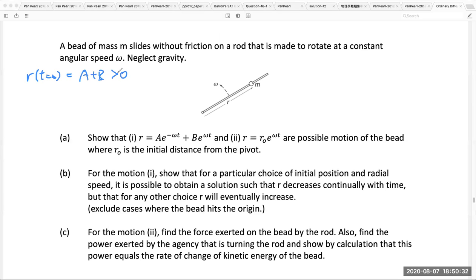And then the second condition, r dot is always smaller than 0. That means r is always decreasing. So what you need to do is differentiate this equation once. Of course you can put it to be 0, but it doesn't mean anything. You just need to show that this is always greater than 0 or less than 0.